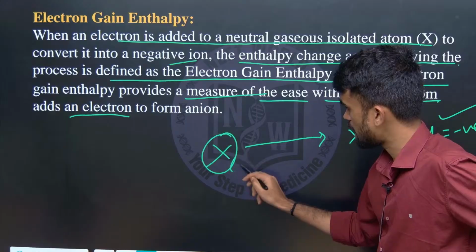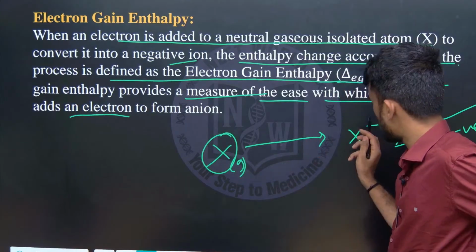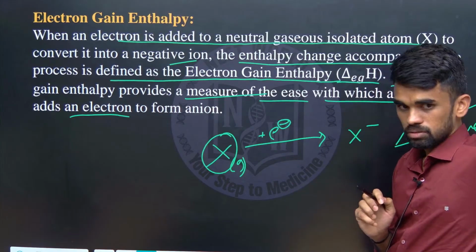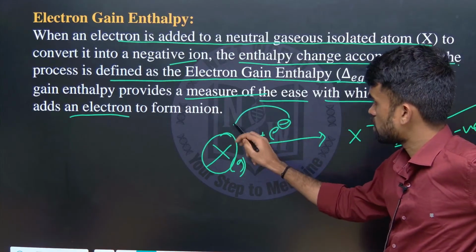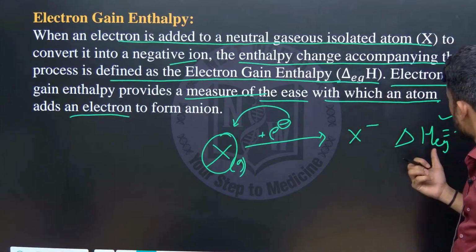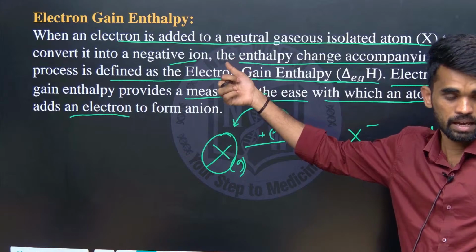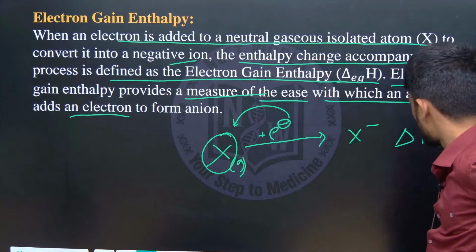So X is a neutral gaseous isolated atom converting into this one. By adding an electron, we are adding this electron to this. Generally, the more negative it is, the easier it is for that element to gain the electron. That is what we can say electron gain enthalpy is.